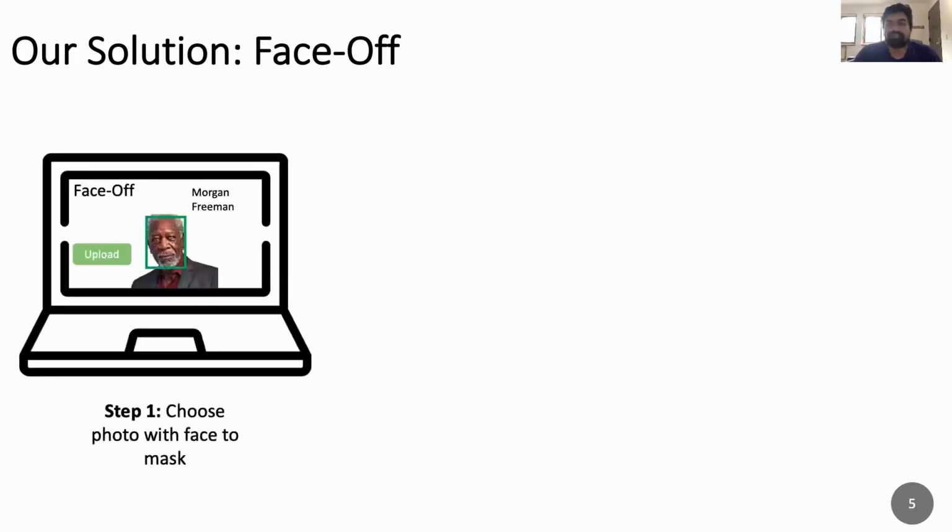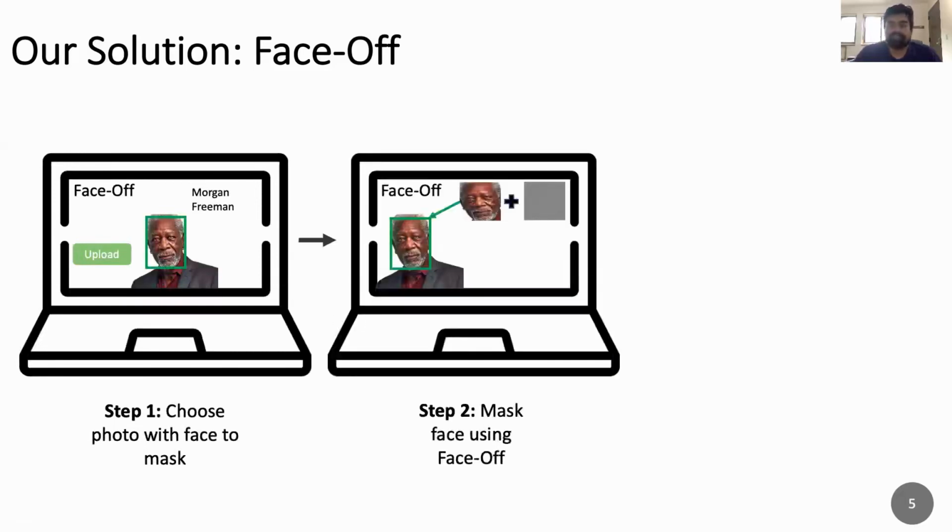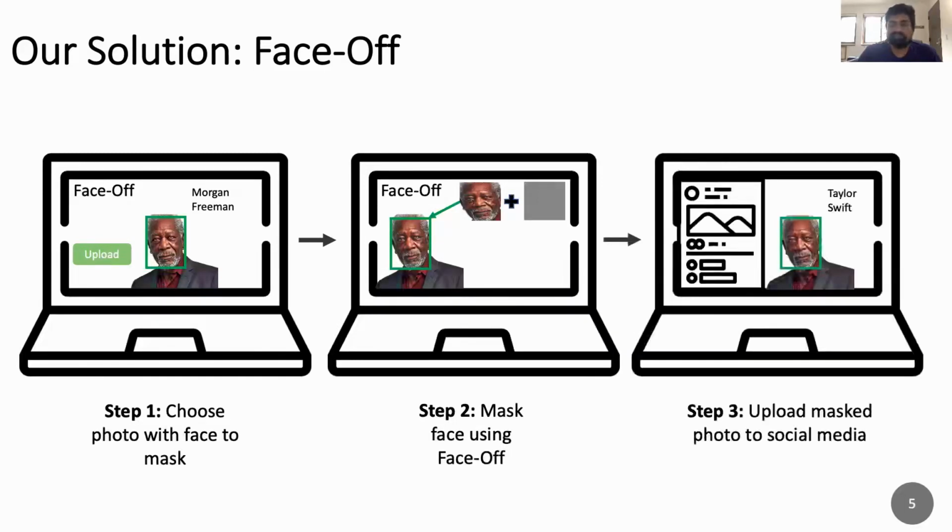First, a user chooses a photo with a face to mask. Then, FaceOff generates strategic perturbations to the face and reinserts it into the original photo. Finally, the user can safely upload the photo to any social media site or cloud provider, and the face will be tagged as a different identity. Note that FaceOff does this without negatively impacting the facial detector, permitting downstream applications.